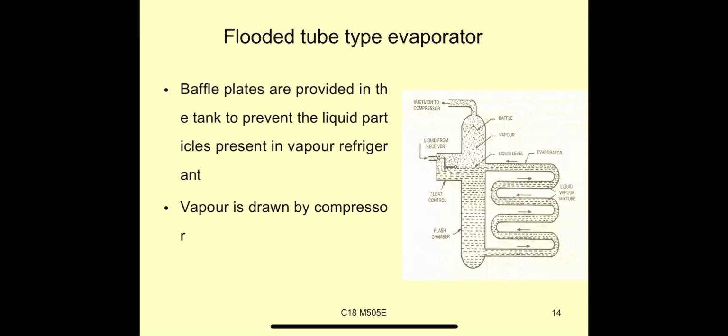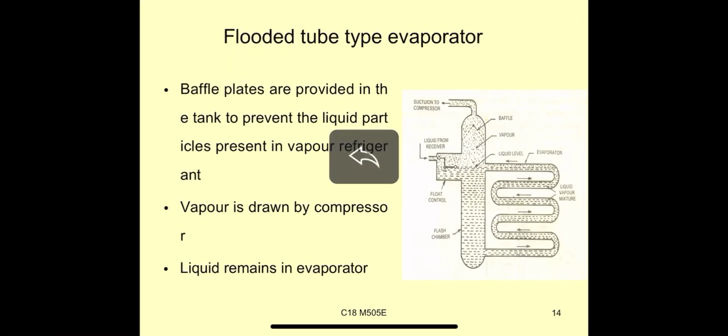The vapor is drawn by the compressor. Liquid remains in the evaporator. So the vapor is sent to the compressor, and the liquid remains in the evaporator. This is how a flooded tube type evaporator works.